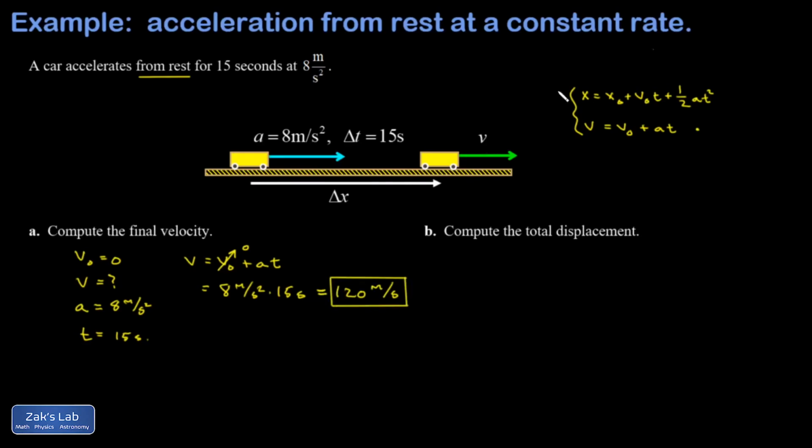Next, I'm asked for my total displacement, and I appeal to the first equation above. And there's a couple ways to look at this. I could put the origin at the starting position, and then I could tell you x naught is equal to 0, which means x final is my displacement. It's my change in position just because my starting point was 0.